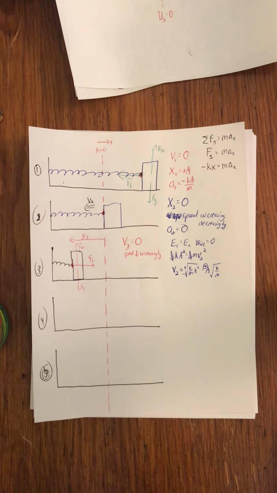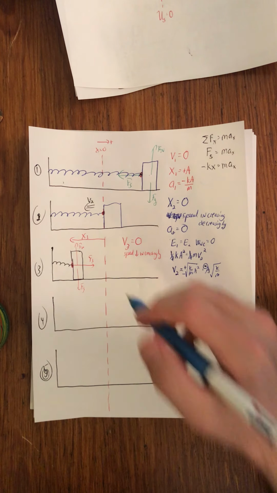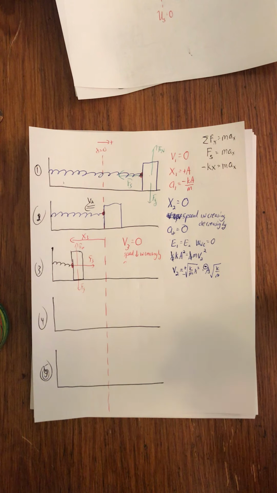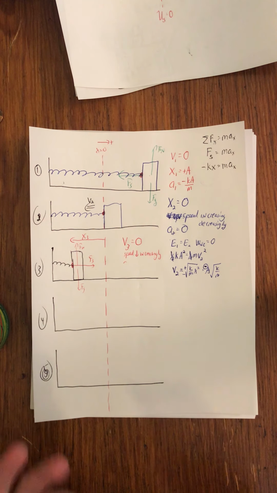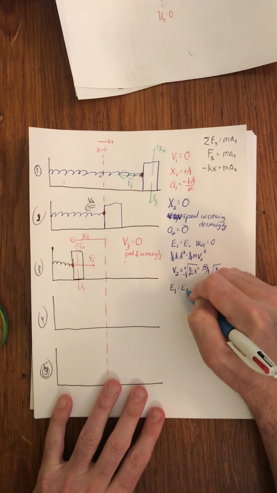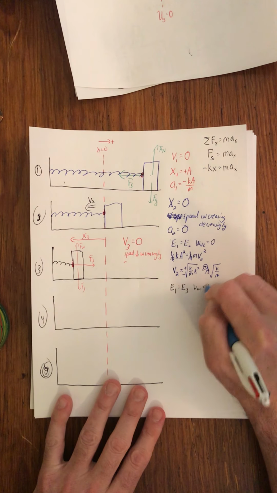All right, cool. Now, let's say then, how far over does it get? Well, let's just do energy conservation. Energy at 1 is equal to energy at 3. Work non-conservative is equal to 0.